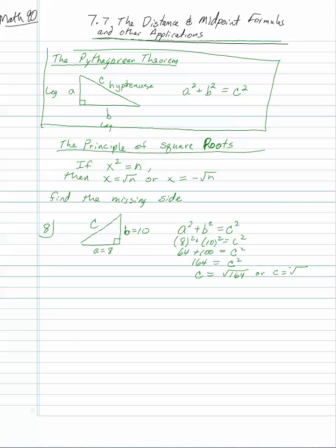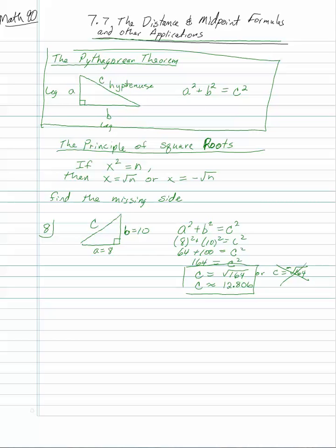Now, since this is a geometry problem, we don't consider the negative one. We just throw that one out because it doesn't make sense to have a negative side. And then take the square root of 164. So the exact answer is the square root of 164, but it's approximately equal to 12.0806. So they want both answers.